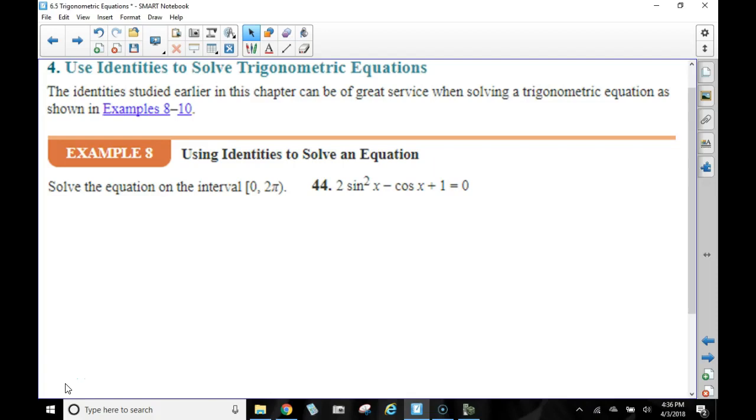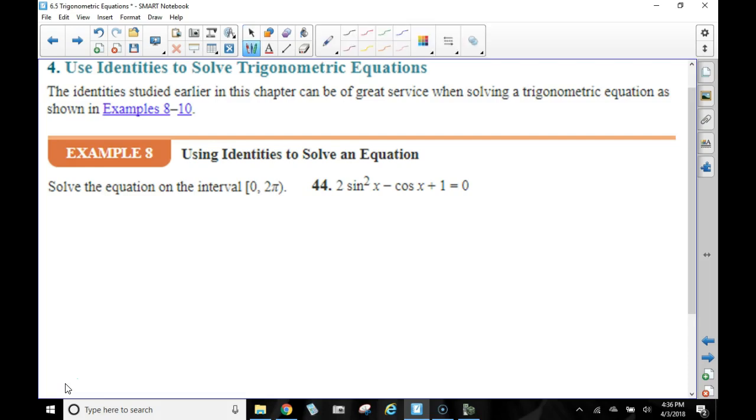All right, in example 8, it says sometimes we're going to use identities to solve trig equations. The identities we learned earlier in this chapter can be of great service when solving a trig equation, and we'll see that in examples 8 through 10.